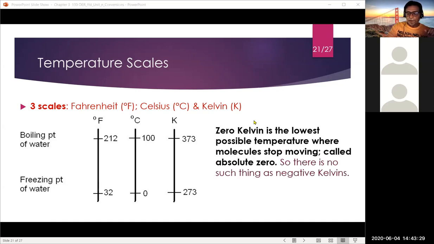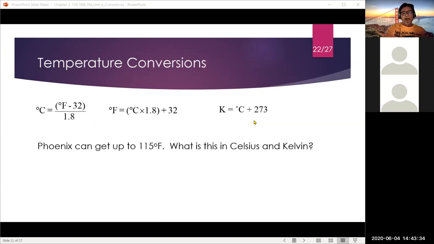And I mentioned absolute zero, really absolute is Kelvin. That's when all matter stops. You have the conversion factors here. You really don't have to memorize them because they're in the table. So if you want to calculate Celsius, you take Fahrenheit, subtract 32, divide by 1.8. That gives you the temperature in Celsius. If you have Celsius and want Fahrenheit, multiply by 1.8, and then add 32. And for Kelvin, you simply add 273 to Celsius.